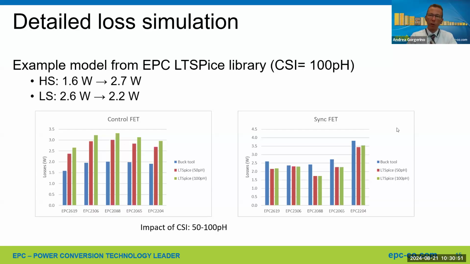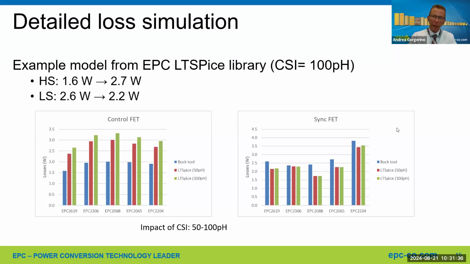So I only looked at one thing here though, which is the common source inductance. I mentioned in the beginning why it's so important. So in the charts here I've plotted in blue the original results that we got from the previous tool, the SyncBuck tool, and I've plotted in red and green the results from SPICE using 50 and 100 picohenry. And you can see that on the control FET, which is the one that is doing the hard switching, it's a very big difference, right? It's really significant. On 2619, you go from 1.5, 1.6 to basically 2.7. So 2.7 is 100 picohenry. That's the default that we have in the tool when you download the example.